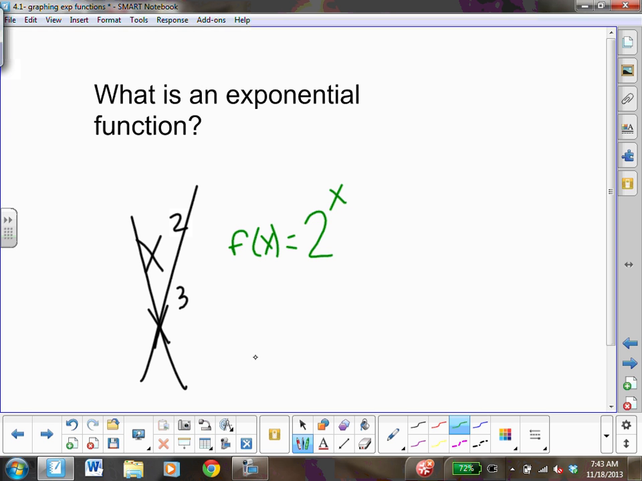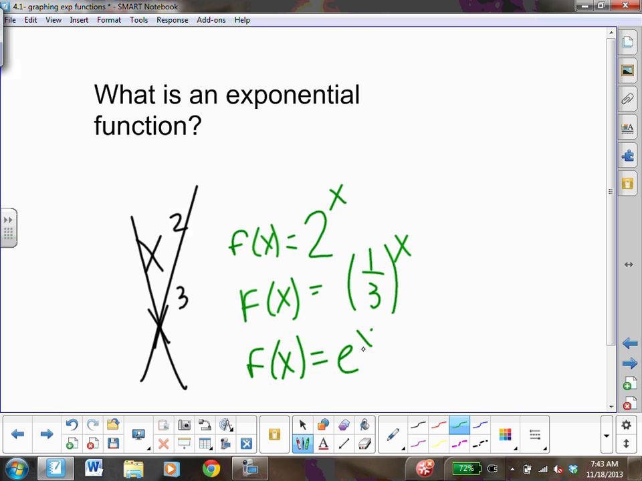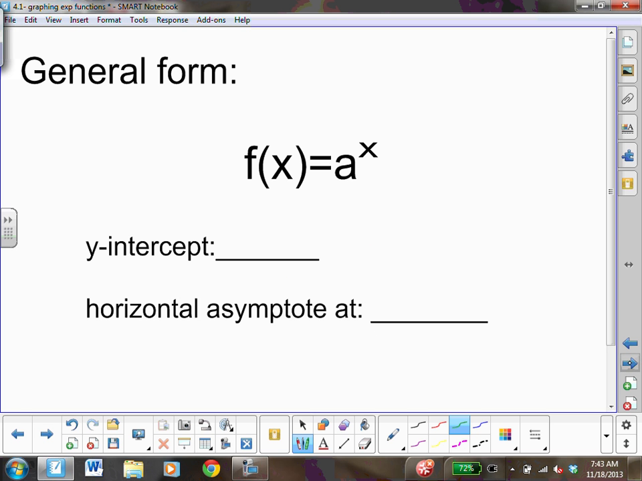So an example would be f of x equals 2 to the x power, or f of x equals 1/3 to the x, or even f of x equals e to the x power. This is a very common exponential function. The key thing is the variable is in the power position.